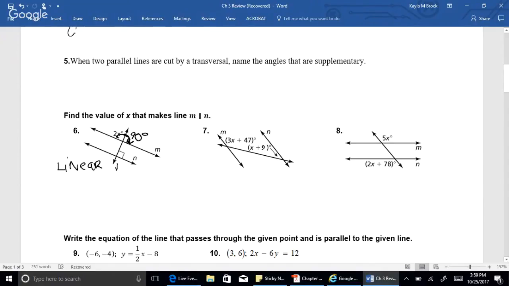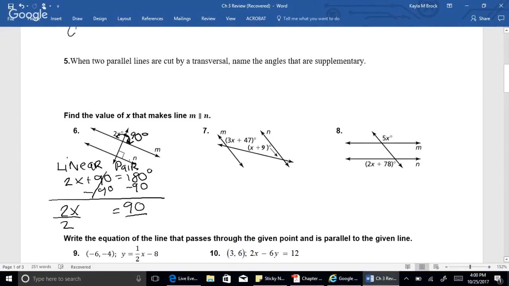Linear pair. 2x plus 90 equals 180 degrees. If we subtract 90 from both sides, we'll get 2x equals 90 degrees, and then we'll divide both sides by 2, and we'll get x equals 45 degrees.